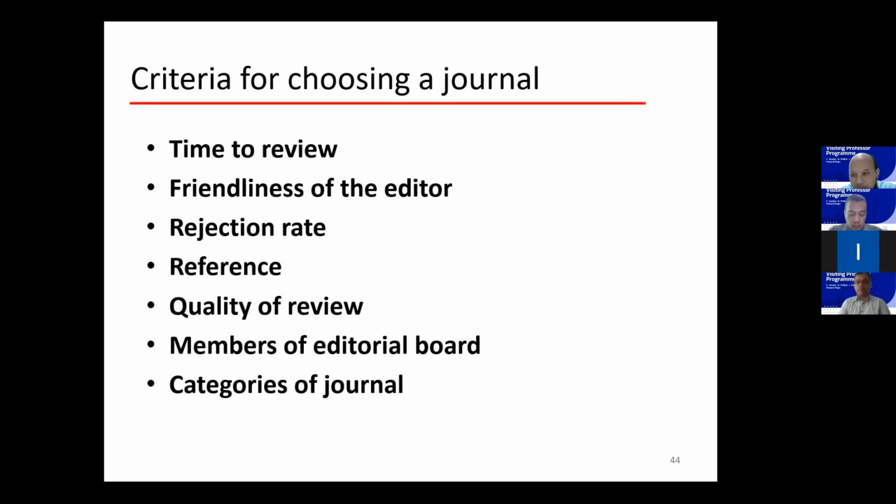Some journals, after 1 year, still have not given the first review. I have experienced 3 years until published. Three years, really long, until the student was already working as a lecturer when the paper was accepted. So it depends on the journal. Okay, these are some of the factors we consider to choose the journal.